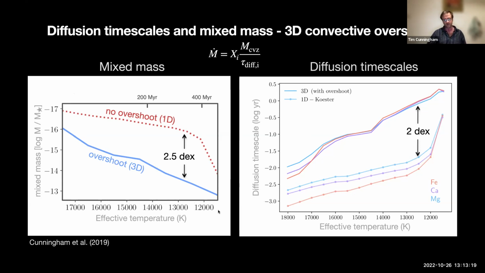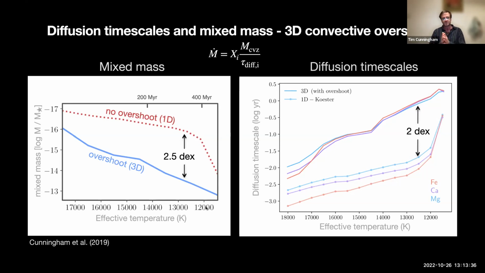I'll just point out that the hydrogen opacity bump occurs around 12,000 Kelvin. And I didn't mention before, but this convection is driven by the partial ionization of hydrogen. So this is some explanation for why the divergence is so great here.